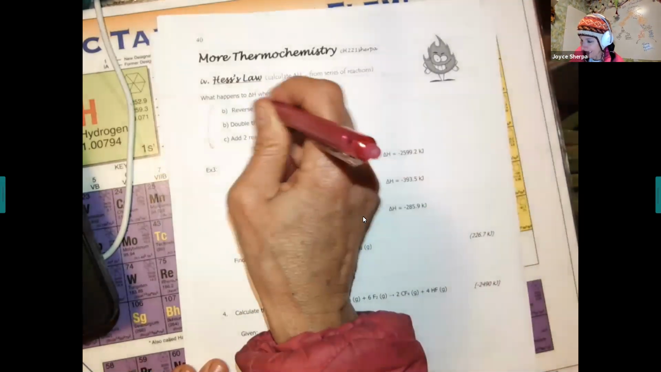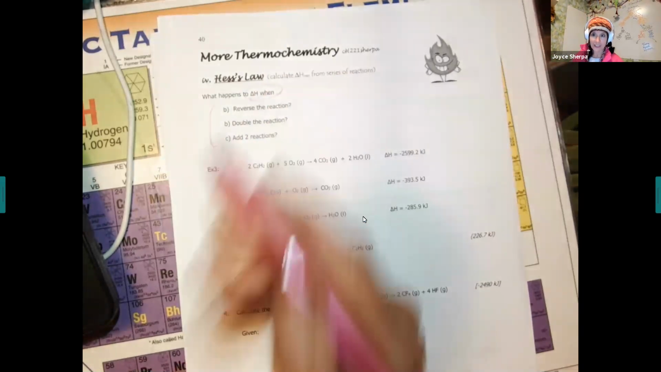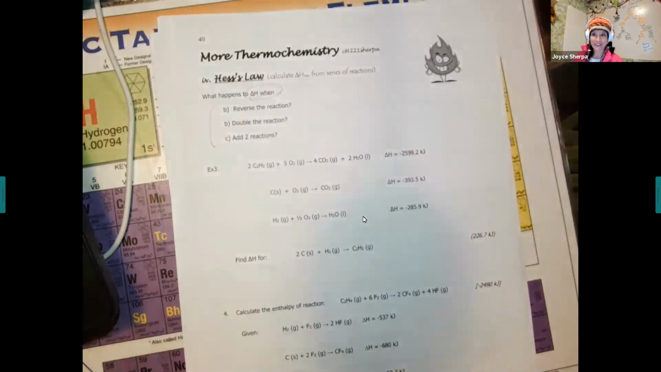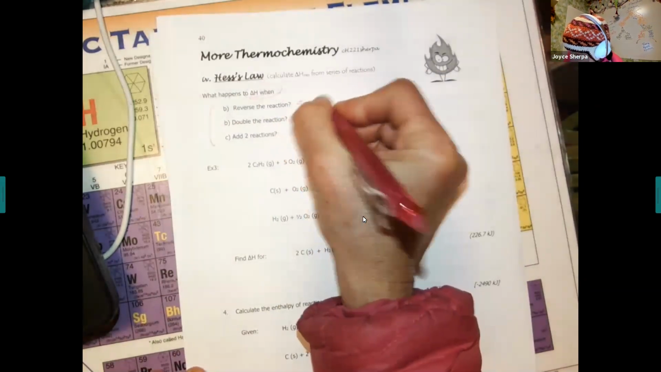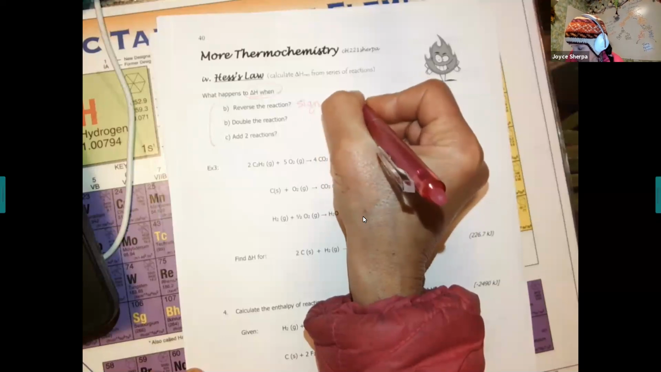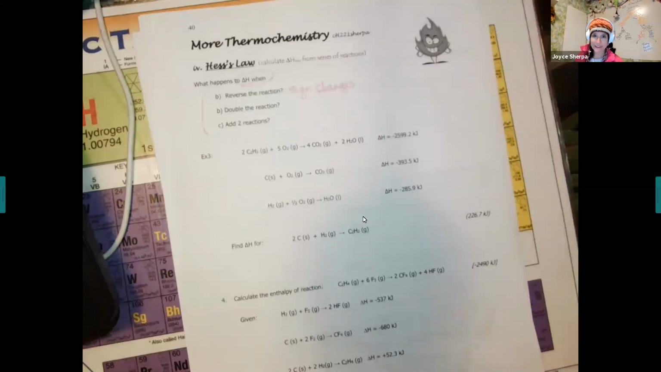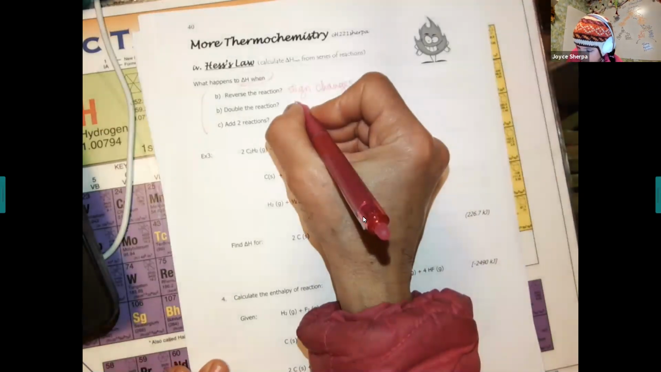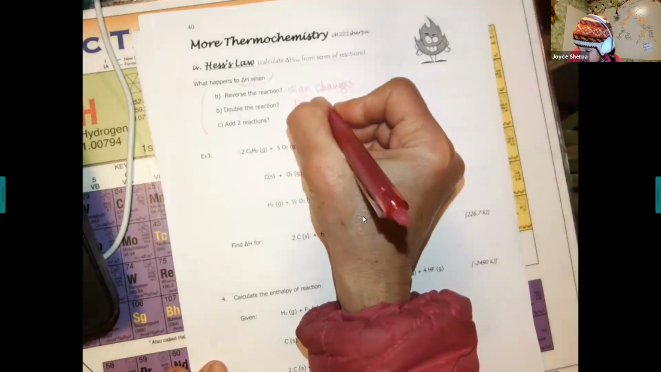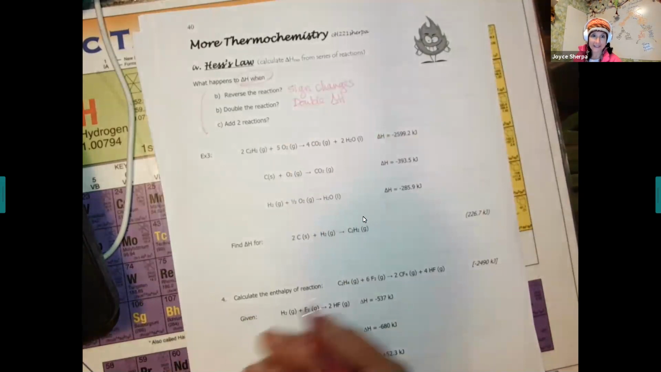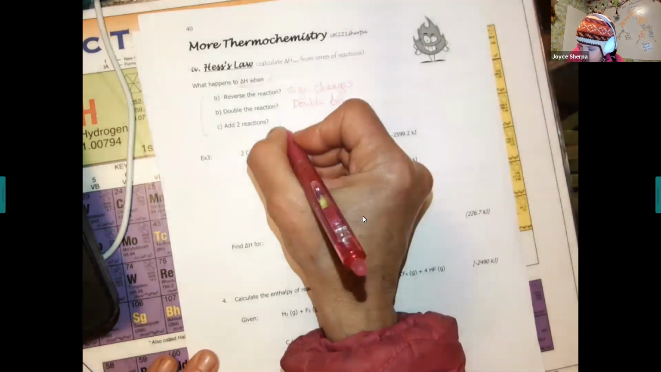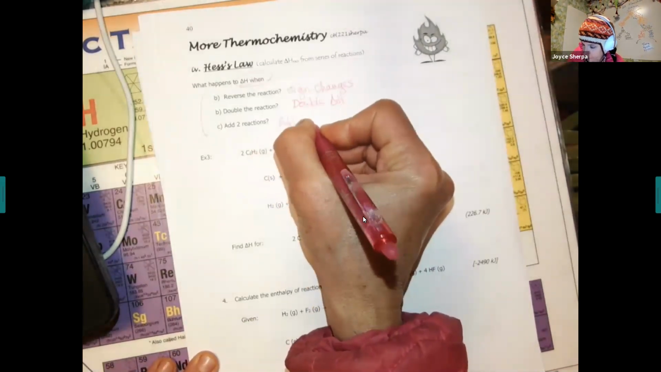So what happens to delta H when you reverse the reaction? The sign changes. And so if it was endothermic, it becomes exothermic. So it's equal but opposite. That's the idea of exo and endo. If you double the reaction, you double delta H because it's part of the stoichiometry. And when you add the reactions, you add delta H.